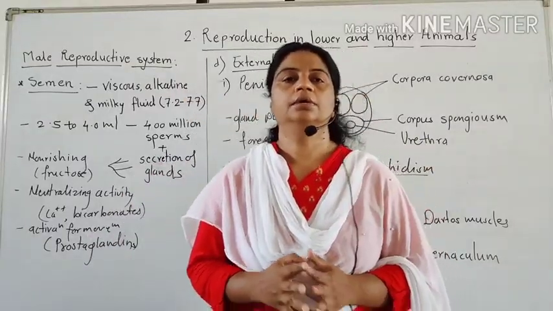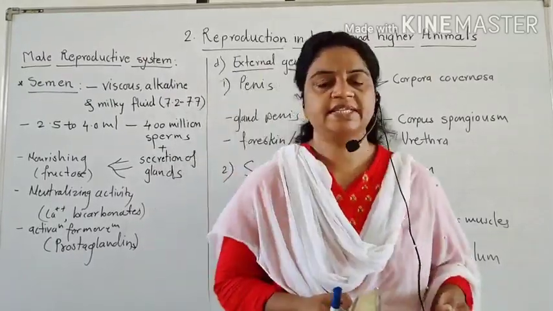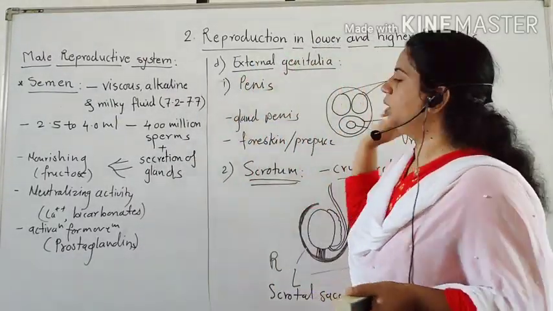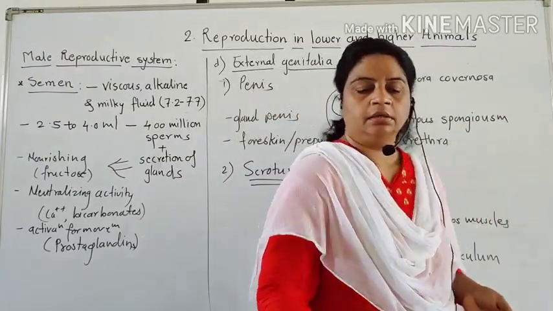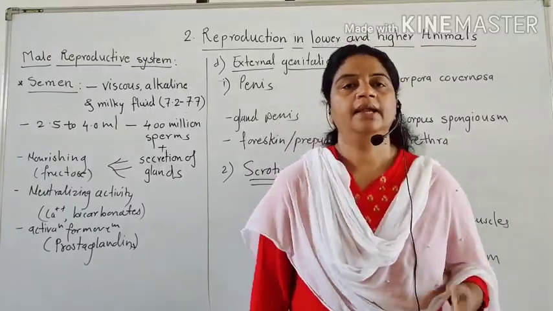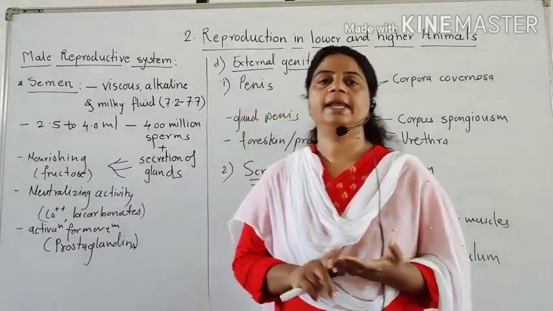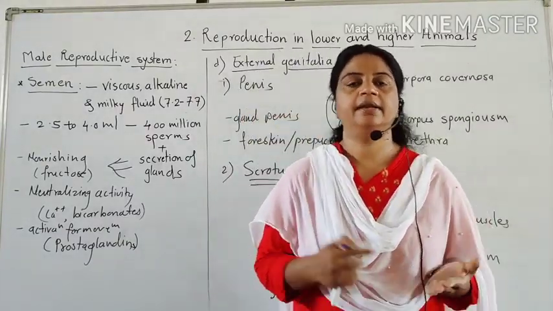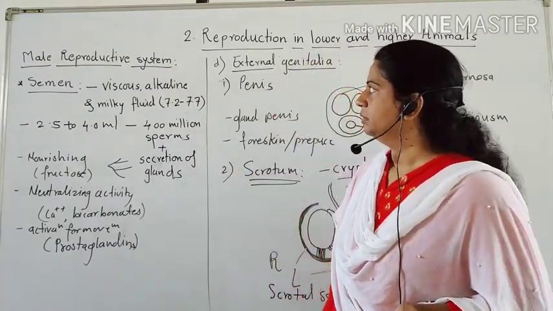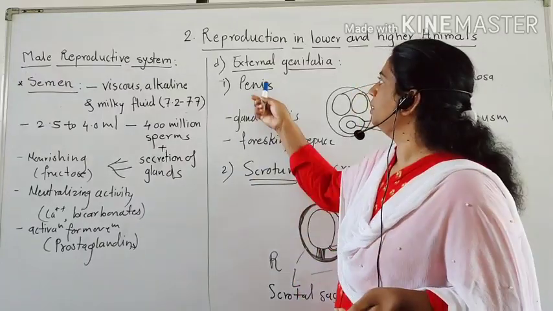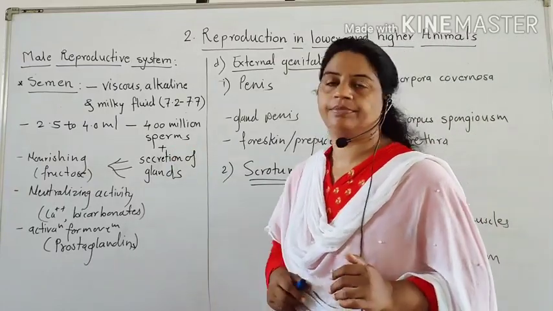Students, here we will start the new part of the second chapter, reproduction in lower and higher animals. In the last lecture, we saw the male reproductive system, which has three parts: first, testes; second, accessory ducts; and third, accessory glands. Here we will see the fourth part, the external genitalia. Before that, we will see the semen.